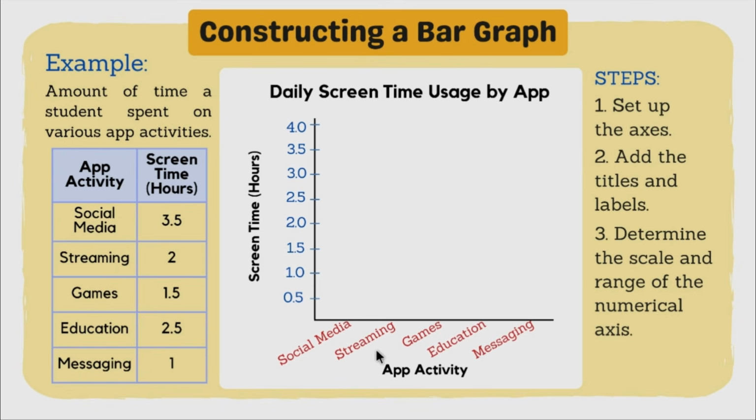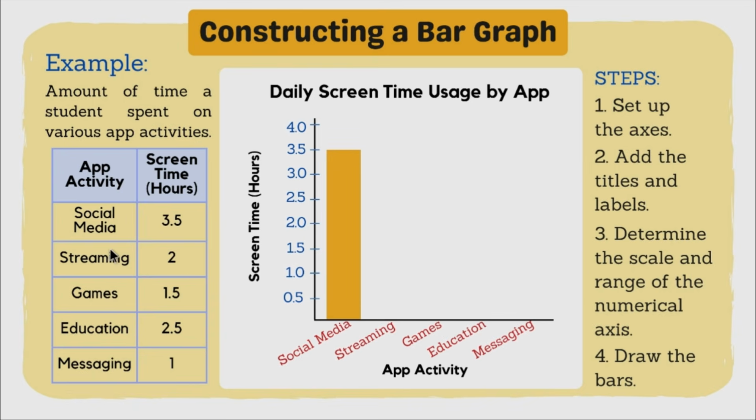And if we are done with the ranges and the scales of the numerical axis and even the categorical axis, we can now proceed sa drawing of the bars. So, drawing na po natin. First, we have social media, 3.5. Asan po yung tapat? Nandito po yung end ng ating bar. Diyan po natin ilalagay yung first bar.